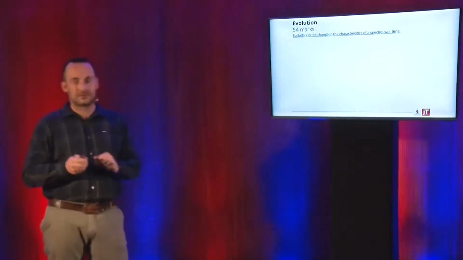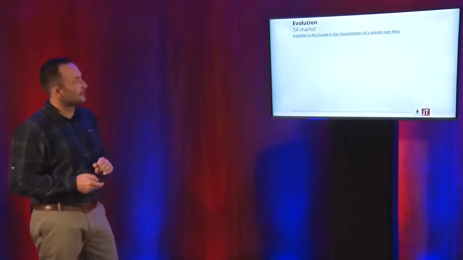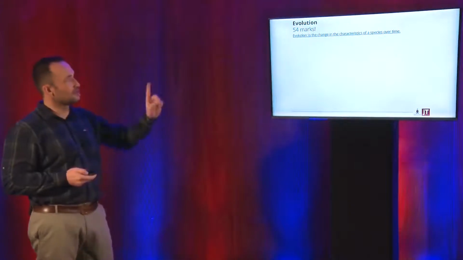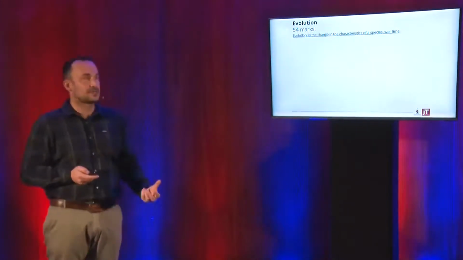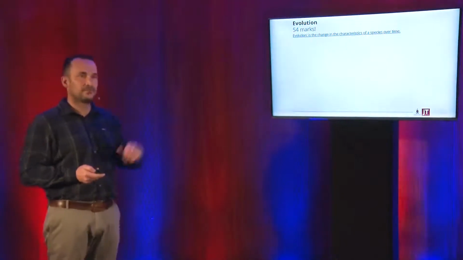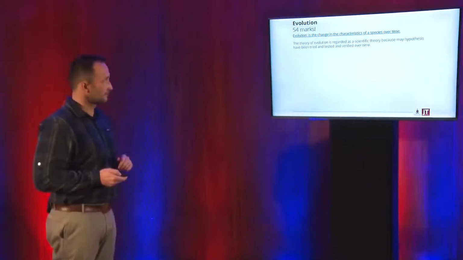Evolution. Here we're looking at the majority of your paper, 54 marks, almost 1/3, slightly more than 1/3 of your paper. Okay. If we're looking at the definition for evolution, here we're looking at evolution as being the change in the characteristics of a species over time. Okay? Very simple explanation. Okay?